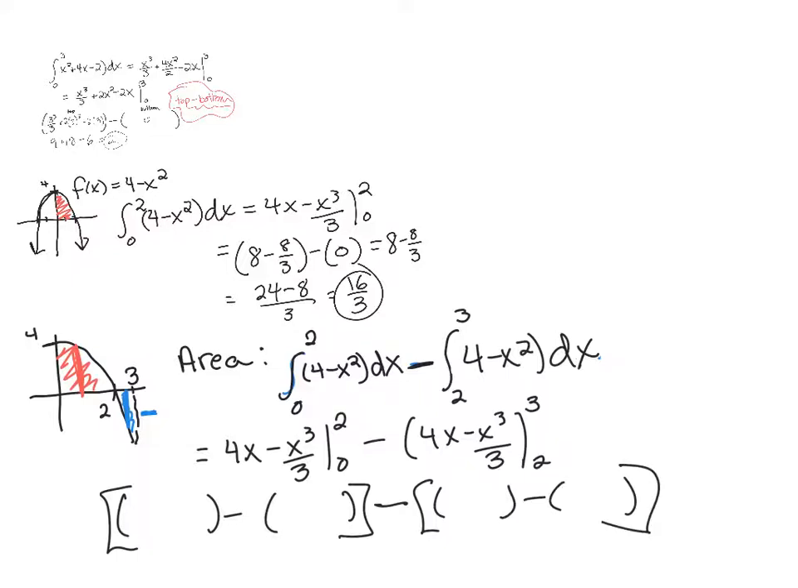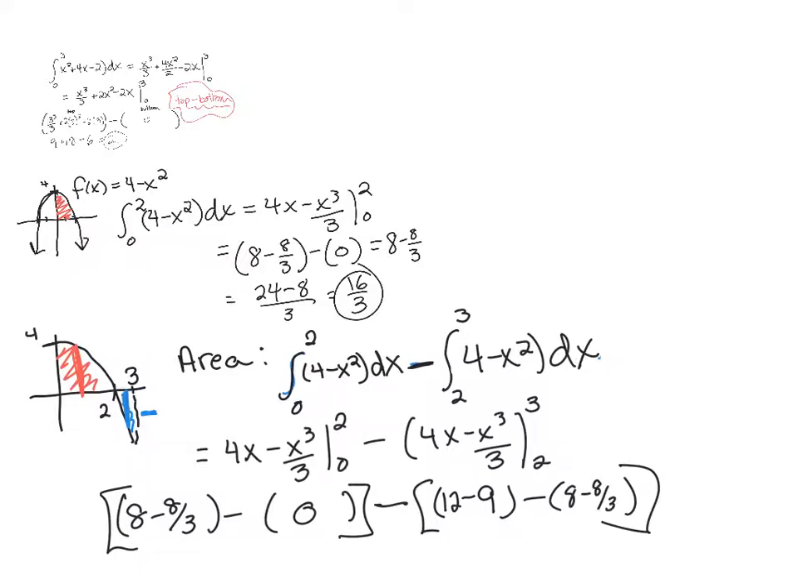So I plug in a 2, I get 8 minus 8/3, just like before. Plug in the 0, I get a 0. Now in the second one, I'm going to plug in a 3. That gives me 12 minus 3 cubed divided by 3 is 9. Minus, plug in the 2, 8 minus 8/3.